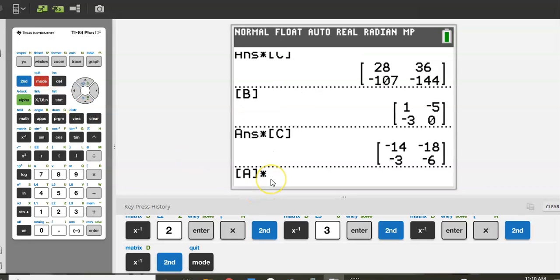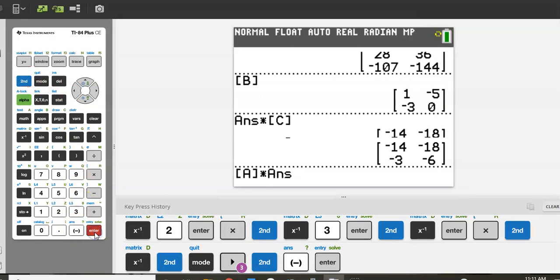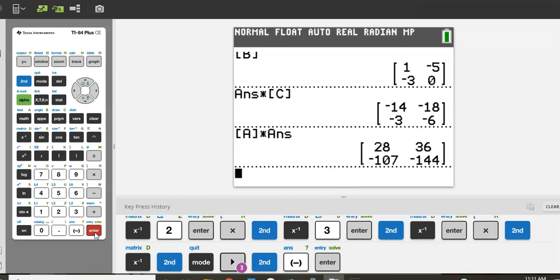A times, I guess I've got to pull it down, the answer. A times the answer. And I get the exact same answer that I had when I grouped things in a different way. I'll get 28, 36, -107, and -144.